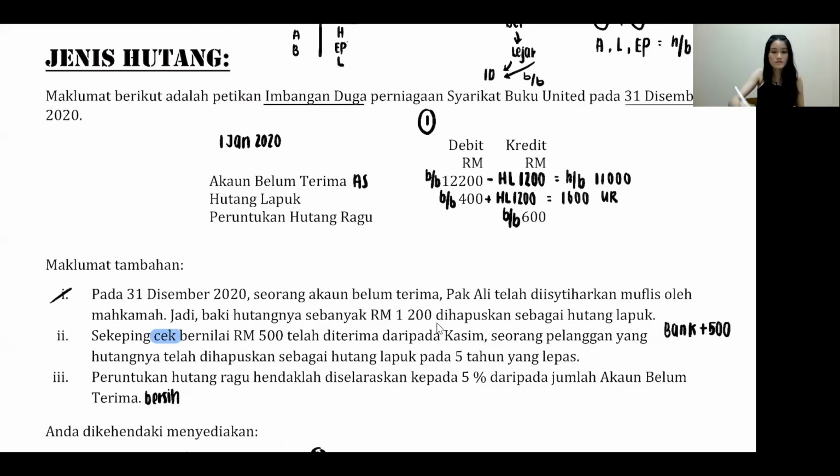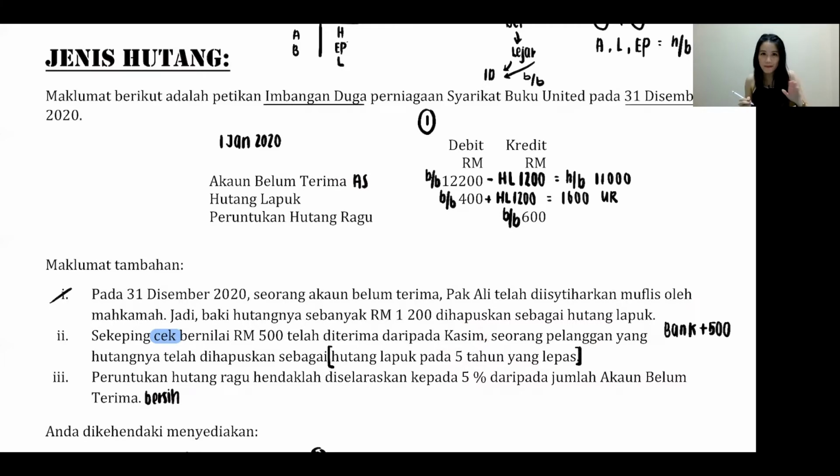And what's next? Okay, what's the reason I received this money? I'm going to explain, right? So they say, telah diterima daripada Kasim. So who's Kasim? Seorang pelanggan yang hutangnya telah dihapuskan sebagai hutang lapuk pada 5 tahun yang lepas.